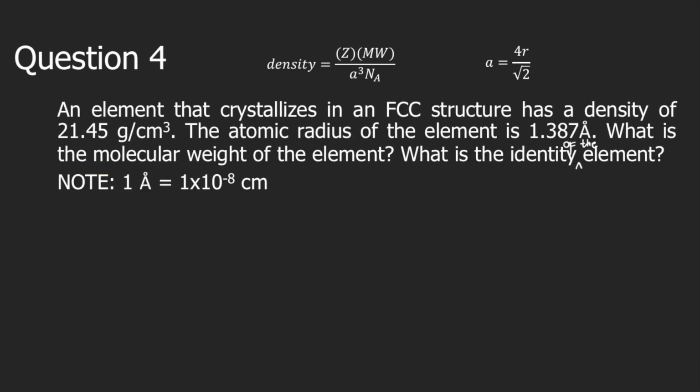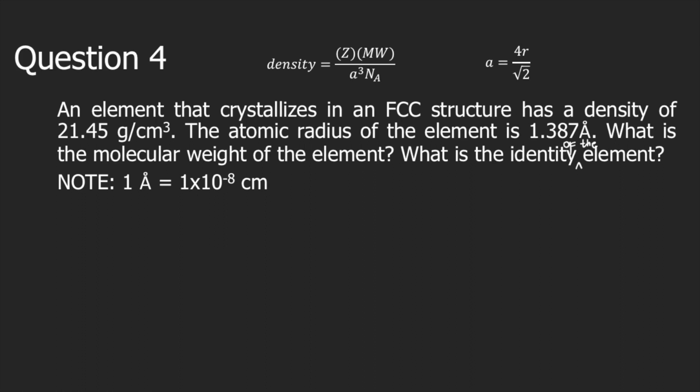The last question is question number 4. Again, you can pause this video and get back if you have an answer. An element that crystallizes in an FCC structure has a density of 21.45 grams per cubic centimeters. The atomic radius of the element is 1.387 angstrom. What is the molecular weight of the element? And what is the identity of the element?